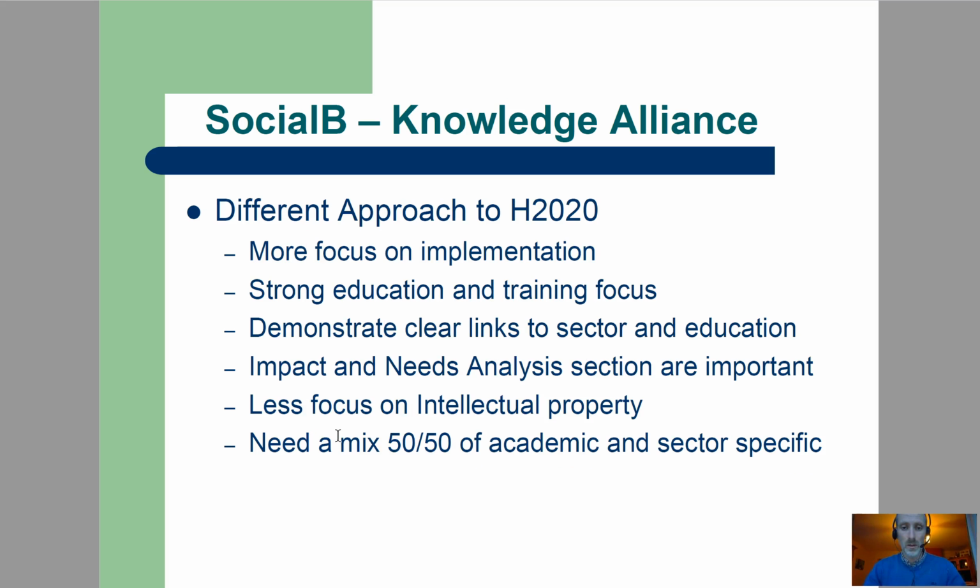So Erasmus Plus, and particularly Knowledge Alliance, is very different to the Horizon 2020 approach. It's more focused on implementation. It has a very strong education and training focus because it is about capacity building. You really need to show clear links between the sector and education. The impact and needs analysis sections are very important. Less focus on intellectual property and primary research. And you do need a 50-50 mix of academic and sector-specific organisations.